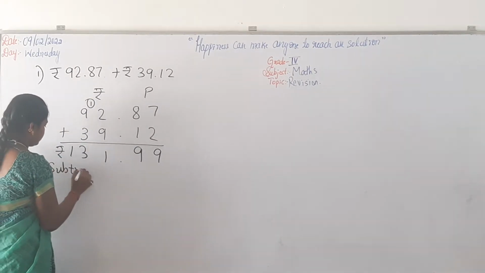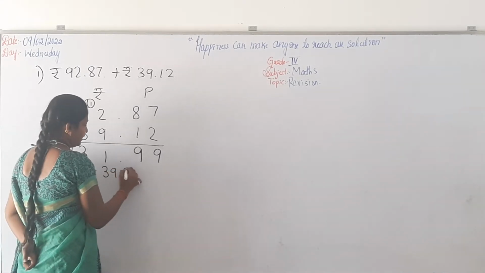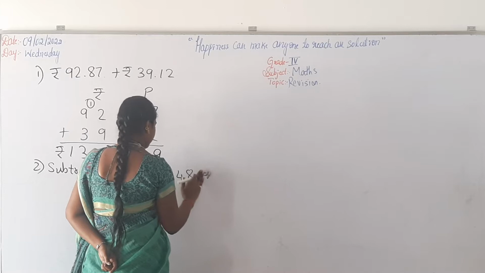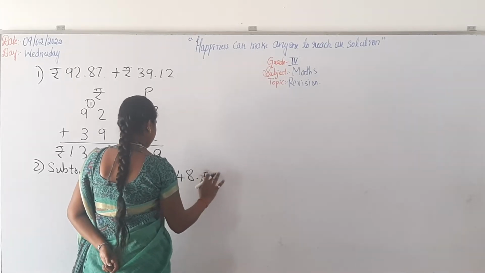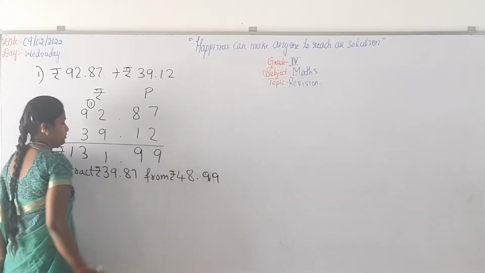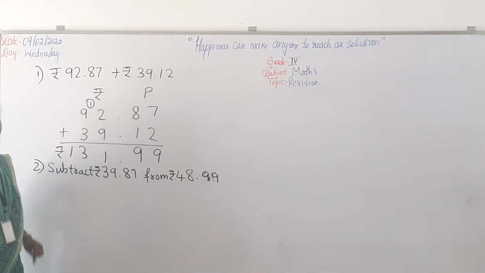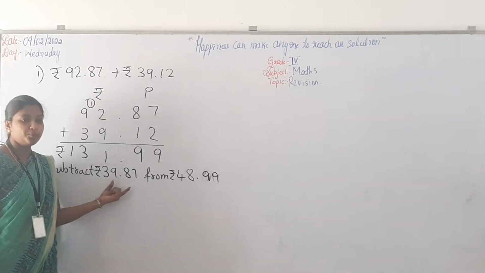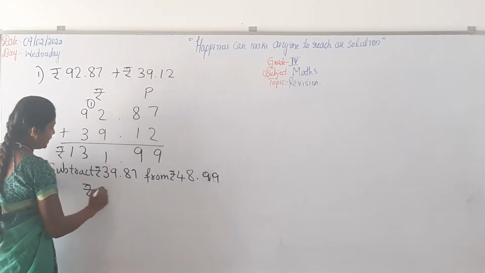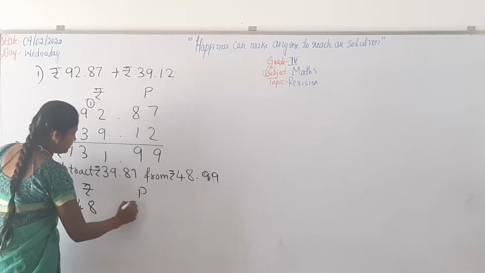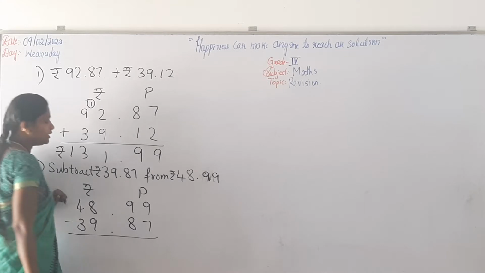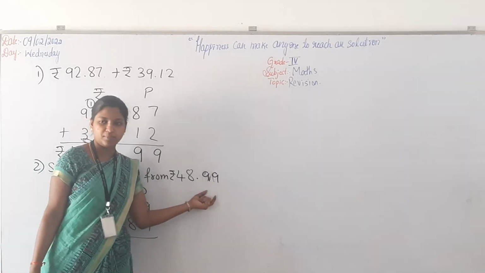Subtract 39.87 from rupees 48.99. So which number do you write first? Subtract 39.87 from this number, so first rupees 48.99, and this is paise. 48.99, 39.87, subtraction. So here see, subtract this number from this number, means first this number, then this number.